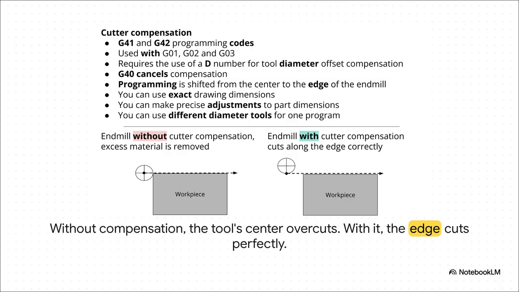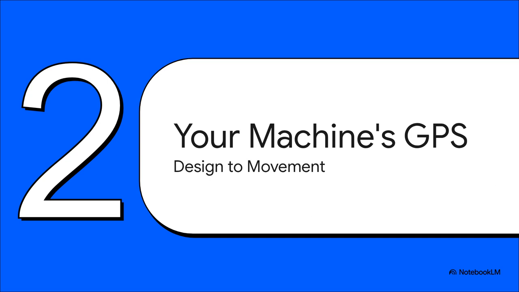The tool center follows the line and it overcuts the part. But on the right, that's the solution. It's called cutter compensation. It's basically a feature that lets the machine be smart about its own tool size. It does the thinking for you. Okay, let's really dig into this.